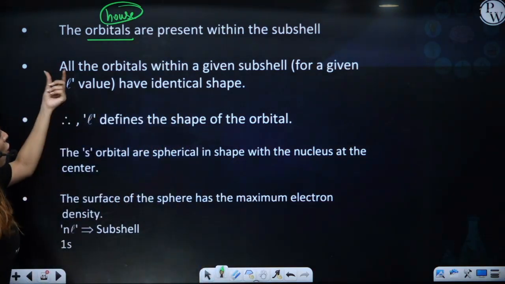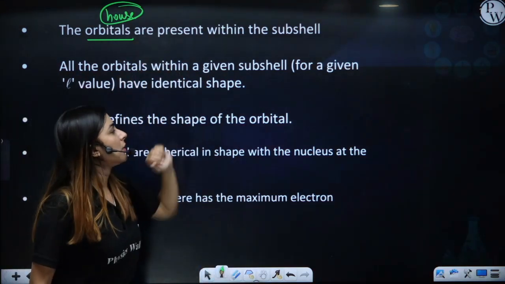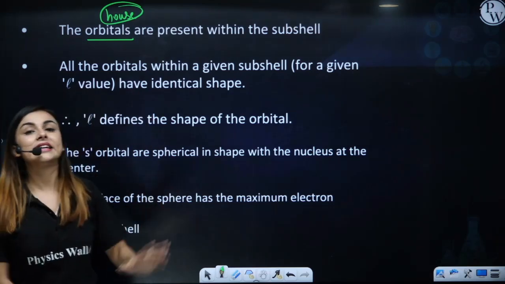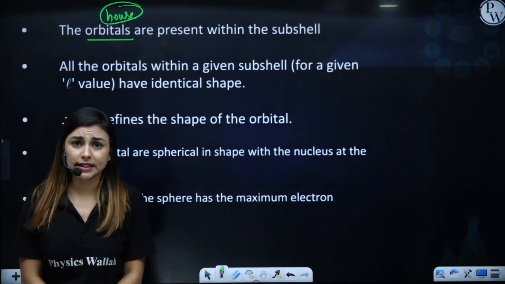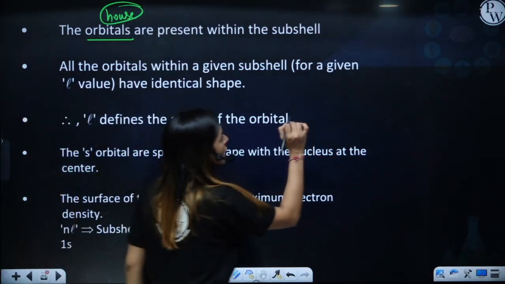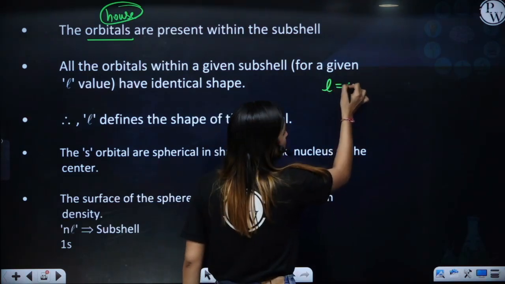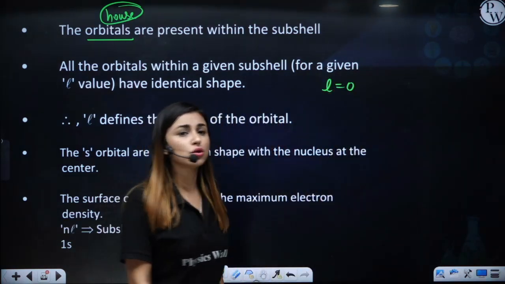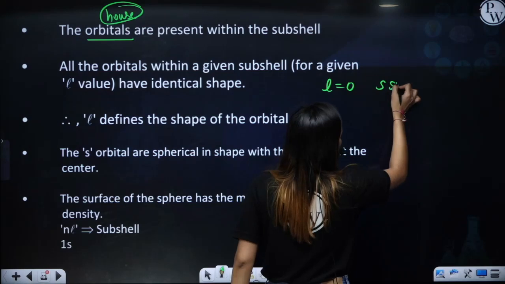Now, next. All the orbitals within a given subshell for a given value have identical shapes. This means that, for example, if you have L is equal to 0, then you have an S subshell.